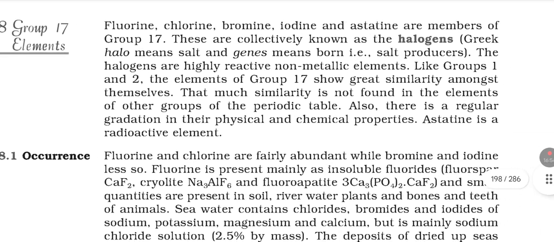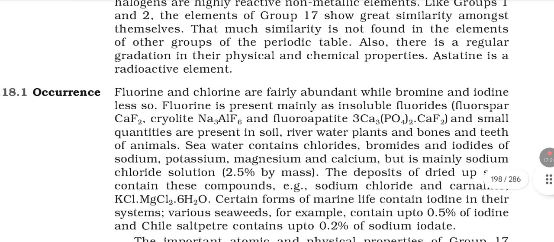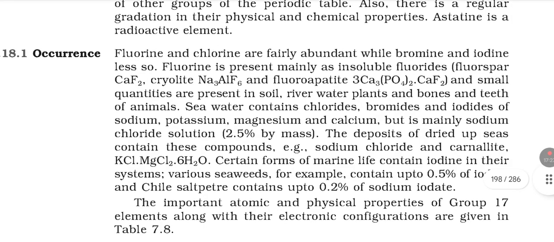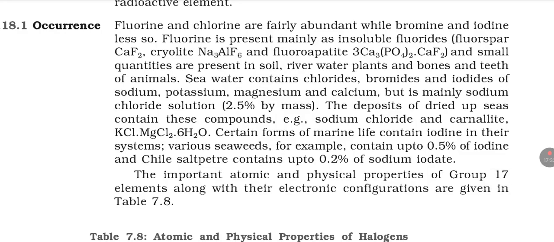Group 17 elements. Fluorine, chlorine, bromine, iodine, and astatine are members of group 17. These are collectively known as halogens. The halogens are highly reactive non-metallic elements. Like groups 1 and 2, elements of group 17 show great similarity amongst themselves. That much similarity is not found in the elements of other groups of the periodic table. Also, there is a regular gradation in their physical and chemical properties. Astatine is a radioactive element.